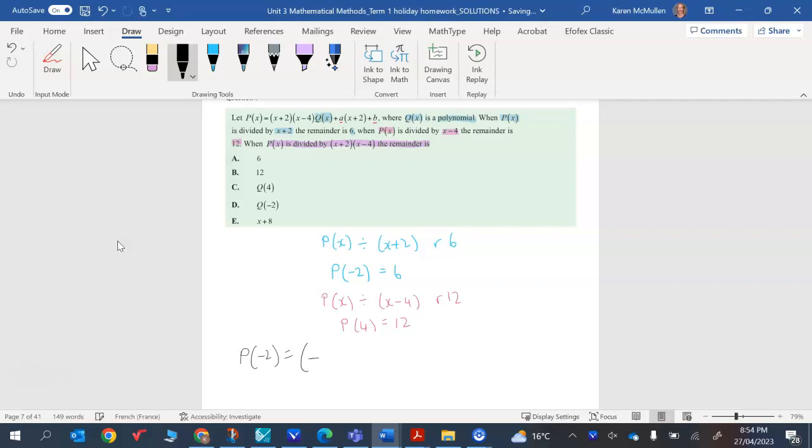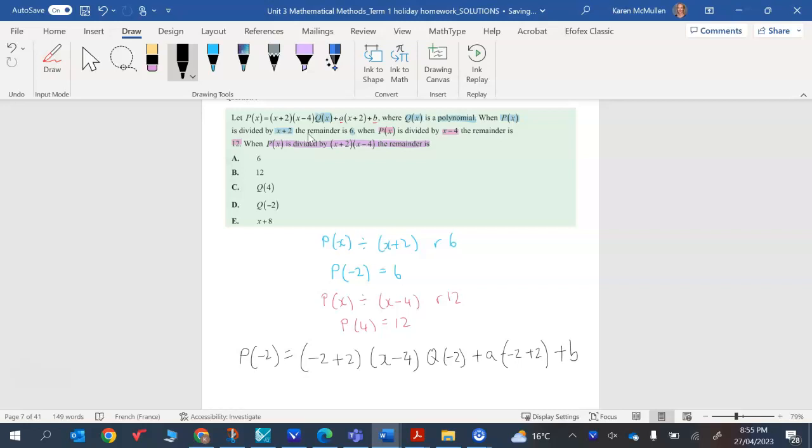So the first one is going to be negative 2 plus 2, x minus 4 times q of x plus a times, oops, let me just change that. That should have been negative 2 plus a times x. So x is negative 2 plus 2 and then plus b.